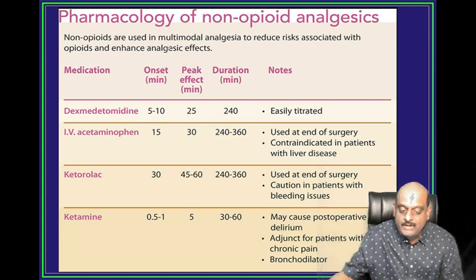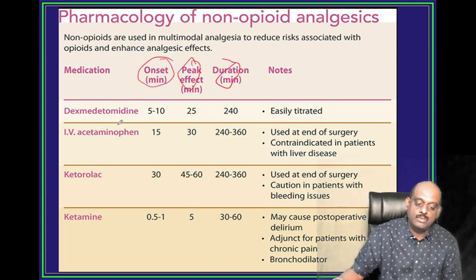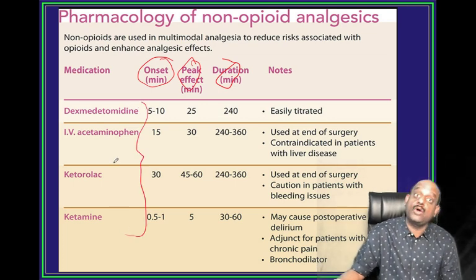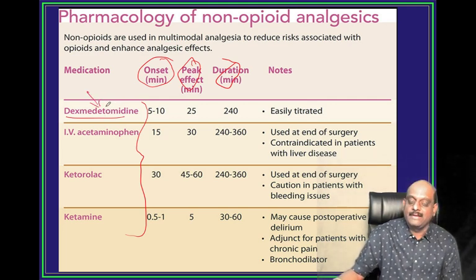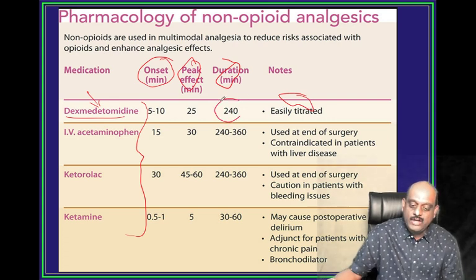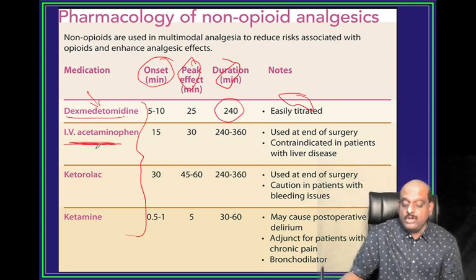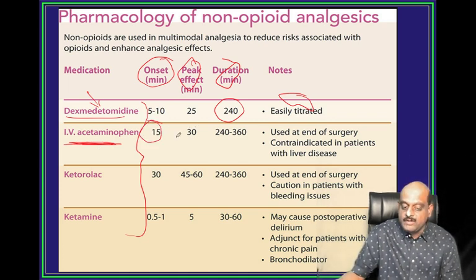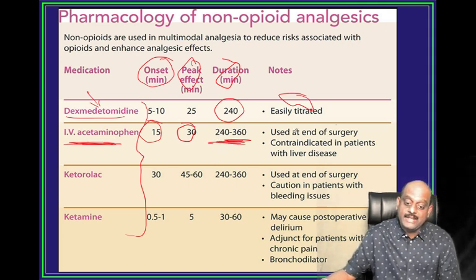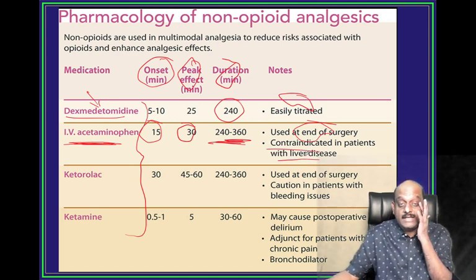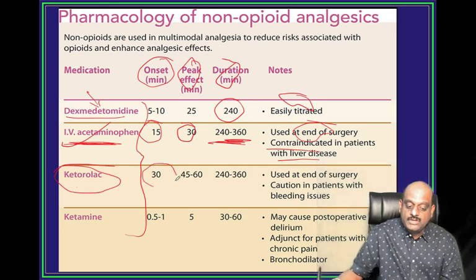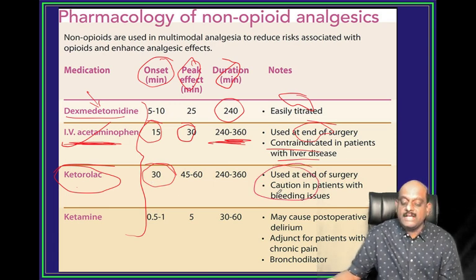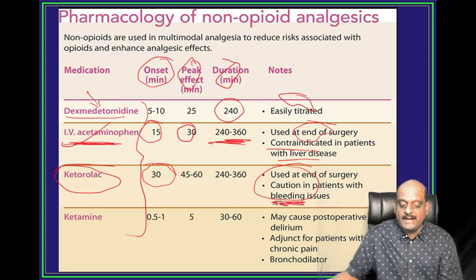Now doctor, based on the onset, peak effect, duration, you should know what are the various analgesics which are non-opioid. Dexmedetomidine, easily titrated. Duration, 4 hours. IV acetaminophen, onset in 15 minutes, peak effect in 30 minutes, and duration is 4 to 6 hours. Used at the end of the surgery and contraindicated if the patient is having liver disease. Acetaminophen is our paracetamol. Ketorolac, onset in 30 minutes, and use at the end of the surgery, but be careful if the patient is having bleeding or dialysis.